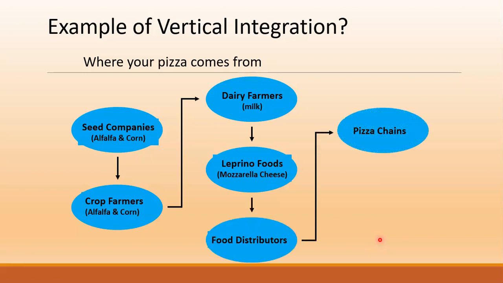Then Leprino Foods sells their cheeses to food distributors. The food distributors then sell it to pizza chains, and then the pizza chain produces the pizza and sells to the end consumer. And this is a full value chain, not of a particular company, but of how the end product, the pizza, gets made.